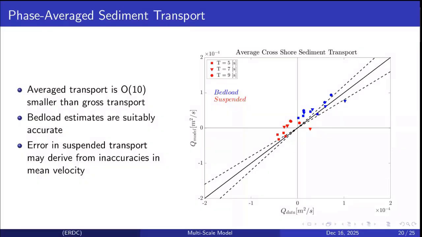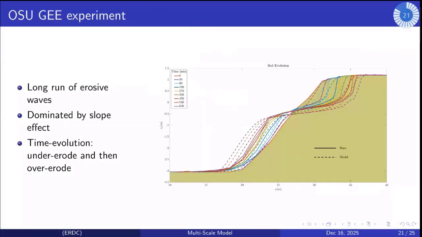And in the next round, we may try to just put in the measured values for the velocities and see if we can do the sediment transport problem a little bit more accurately. Now, moving on to morphology and using the same values of the empirical parameters that we talked about in the sediment transport problem, we'll turn to a long run of erosive waves that were done at the Oregon State University in their super tank a couple of years ago.